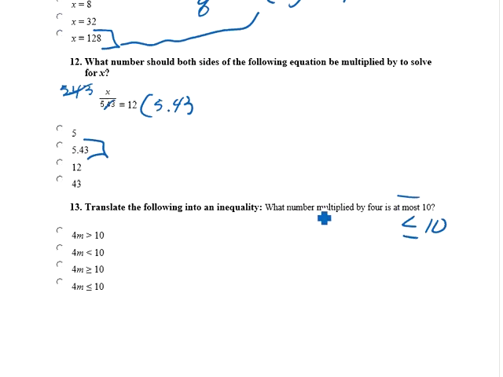Okay, so what number multiplied by 4? 4 times a number. They're going to use m. 4 times a number is less than or equal, because at most, it can be 10, but it could be 9, 8, 7, 6. So that's my answer. I like the last one, I guess, in this case. 4 times a number is less than or equal to, so at most, 10.